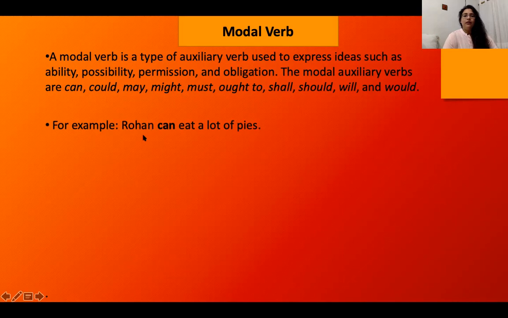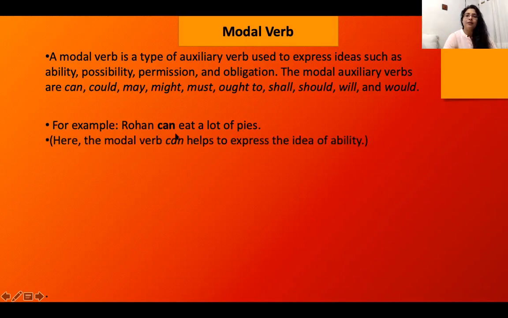For example, Rohan can eat a lot of pies. Here, can is the modal verb, which helps in expressing the idea of ability. Whose ability is being shown? Rohan's. And what's that ability? Of eating a lot of pies. So here can acts as a modal verb, which shows the ability of Rohan.